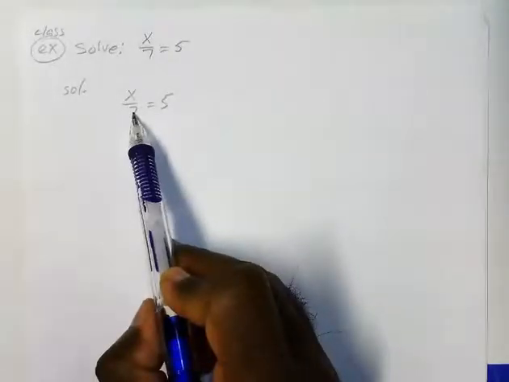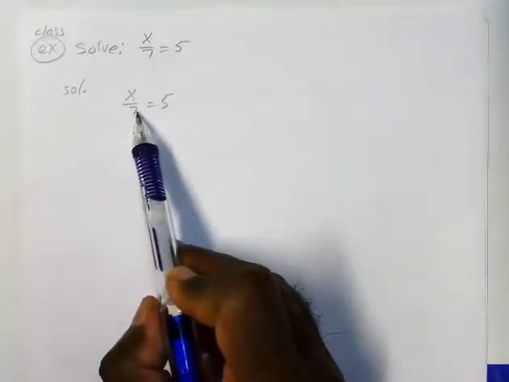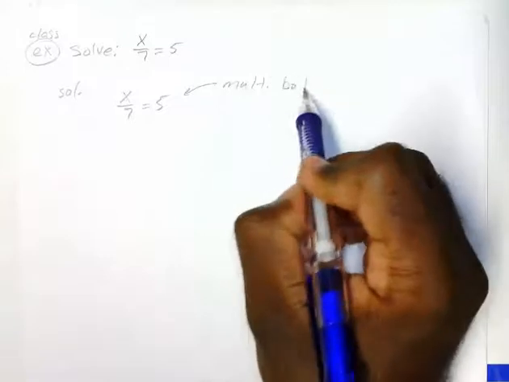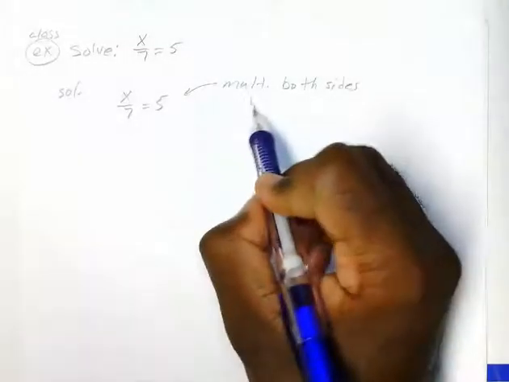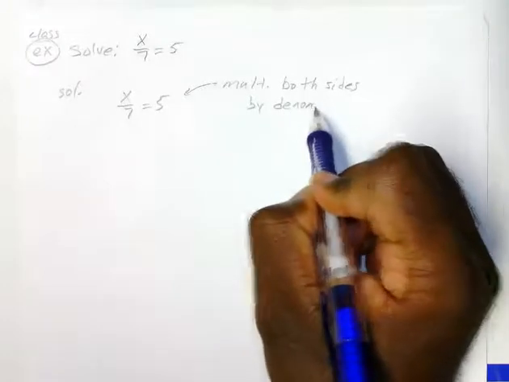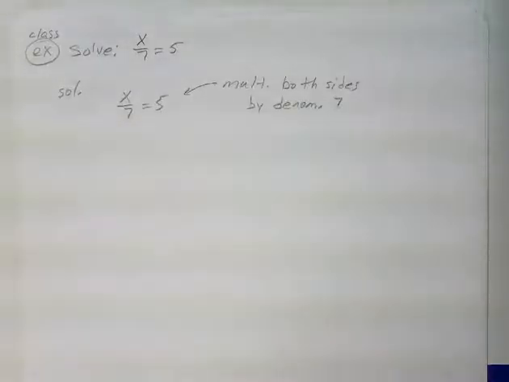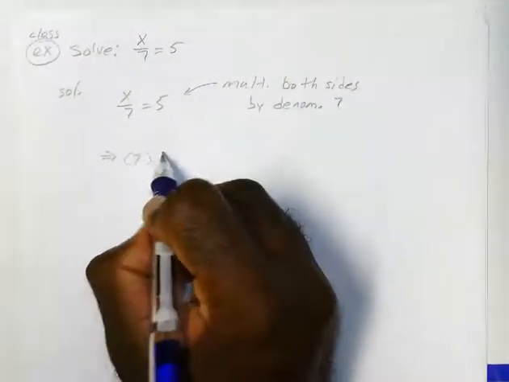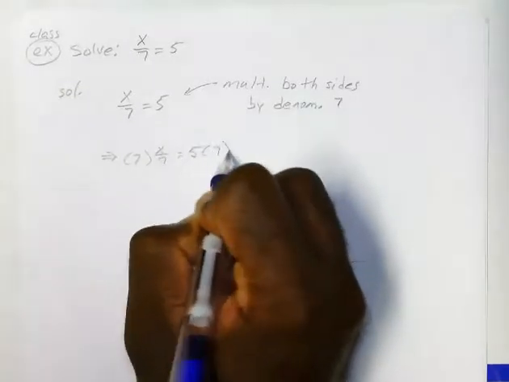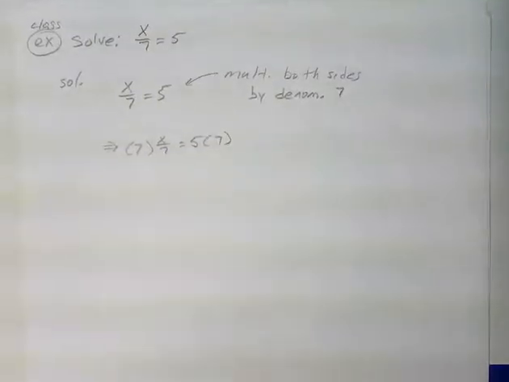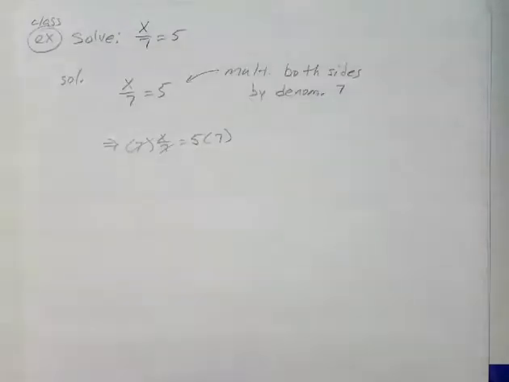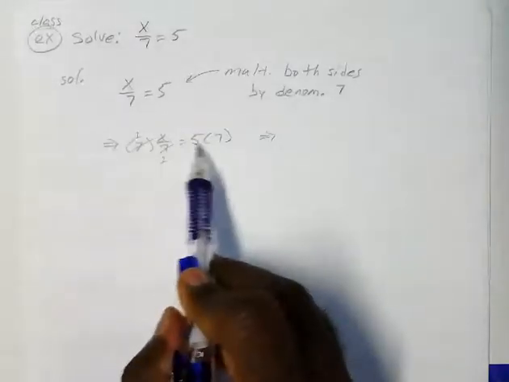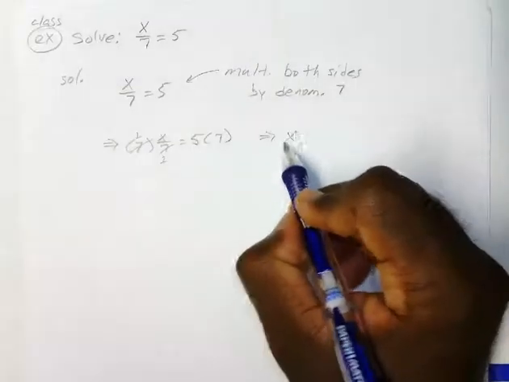So again, we're going to multiply both sides by whatever the denominator is, because we want to get that x by itself. So you're going to multiply both sides by the denominator, which in this case is 7. That will give us 7 times x over 7 equals 5 times 7. And again, these two are going to cancel each other out. So you just have x equals 5 times 7, or x equals 35.